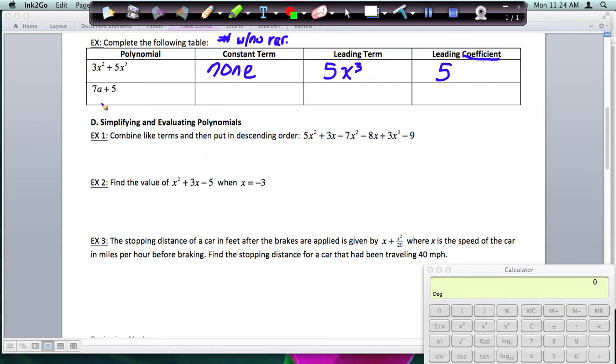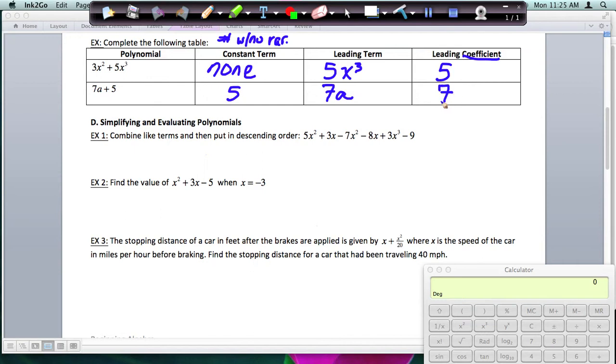So let's look at the second one, 7a plus 5. The constant term, or the number that doesn't have a variable attached to it, is this positive 5. Always look at the sign in front. And the leading term, this is degree 1, and so the leading term is just 7a. And the leading coefficient, or the number of that leading term, is just 7.